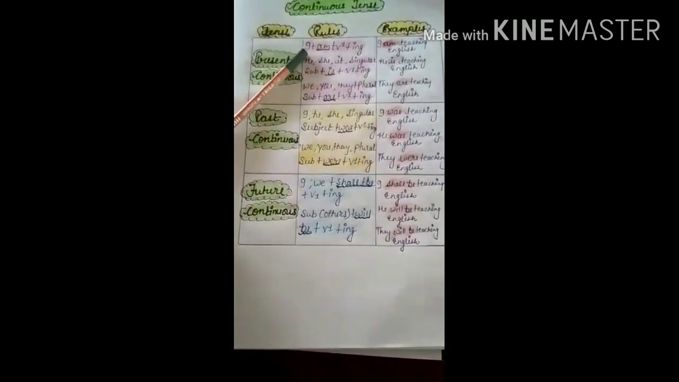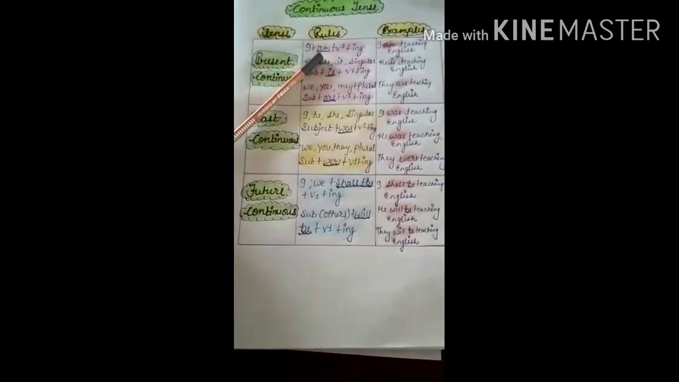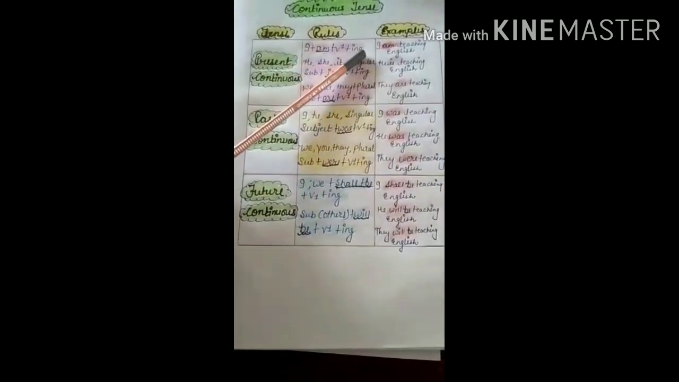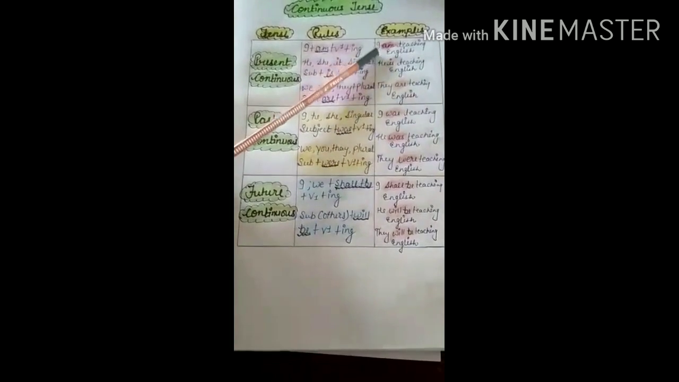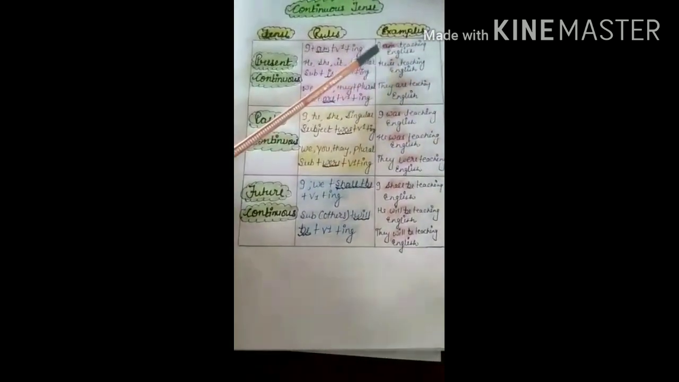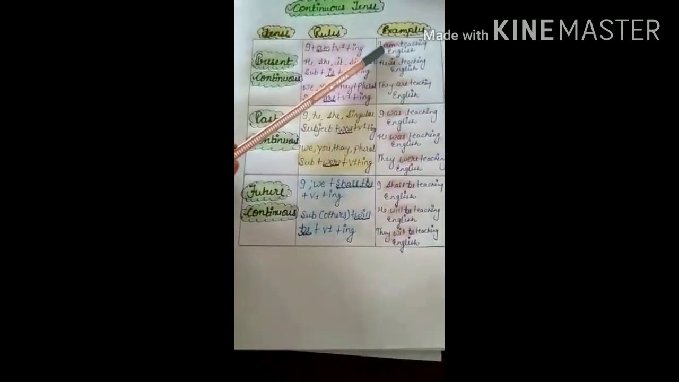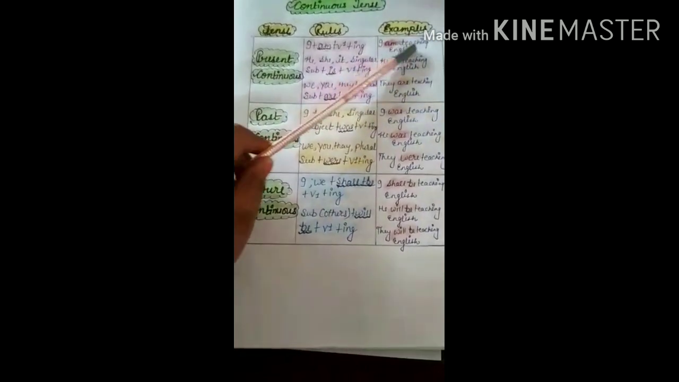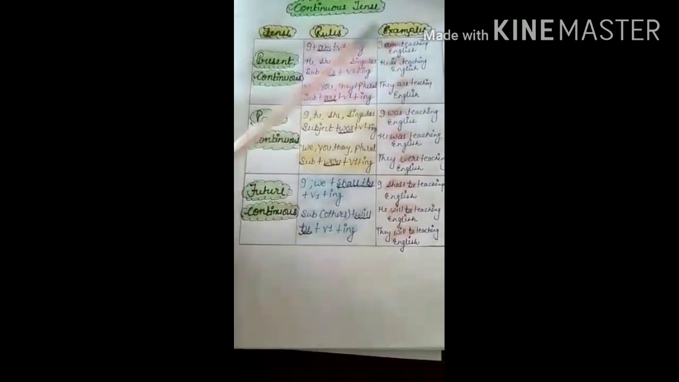When the subject is I, we use helping verb am plus V1 plus ing plus object. For example, I am teaching English. I subject, am helping verb, teaching, teach V1 plus ing, English object.